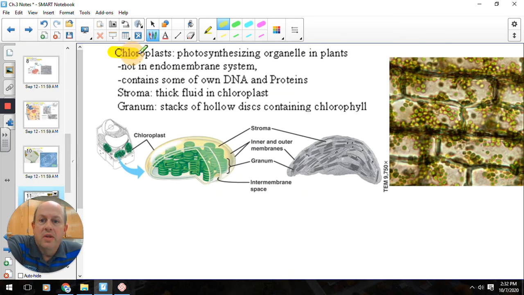Another plant only is the chloroplast. We'll talk a lot more about chloroplast next chapter when we deal with photosynthesis, but the main job of the chloroplast is photosynthesis. And so it's only found in plants, although there are very, very few exceptions like green hydra and some other protists that might have a little tiny bit of chloroplasts in them. So some chloroplasts contain their own DNA and some of their own proteins, and we'll talk about that with mitochondria here in just a sec.